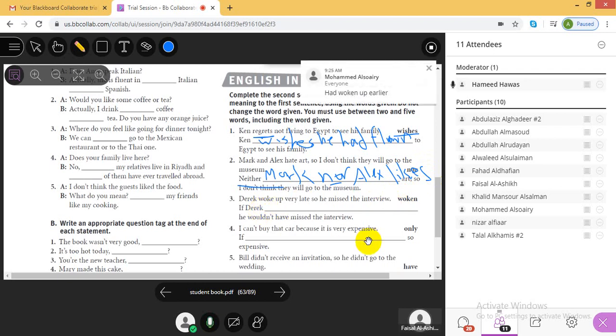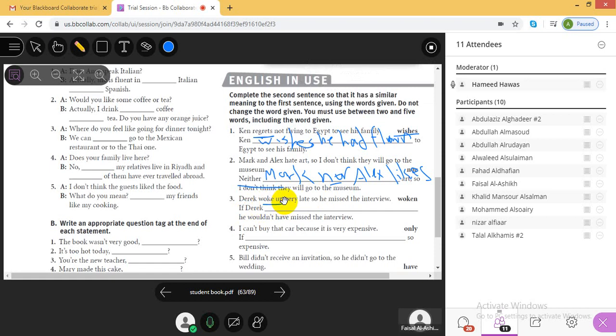Mr. Fahd al-Dufay, Muhammad Sairi, okay, had woken up earlier. Good. Derek woke up. So the action what? The action happened in the past. Derek woke up very late. It's okay, he did the action. So he missed the interview. He already missed the interview.